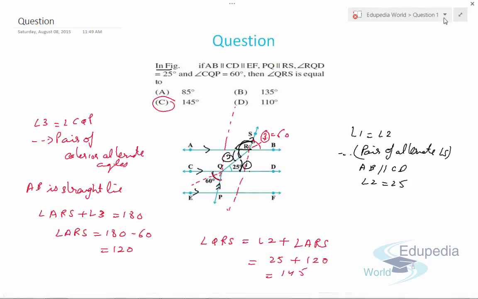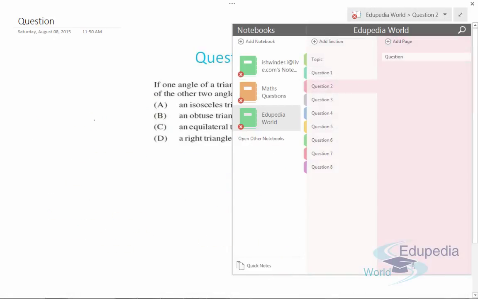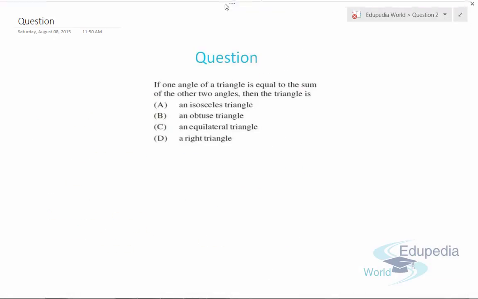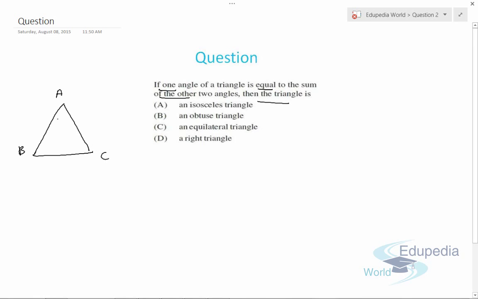So let's move on to the next question, question number 2. It says that if one angle of a triangle is equal to the sum of the other two angles, then the triangle is what? So let's see how we can solve this. Suppose this is a triangle ABC, and let this angle be X, this be Y, and this be Z.